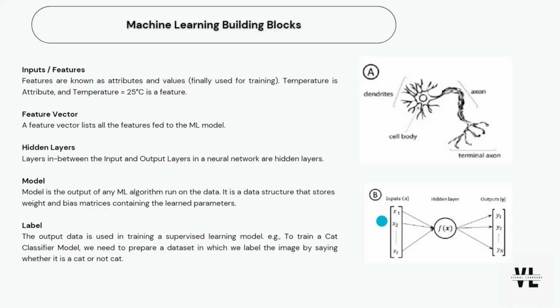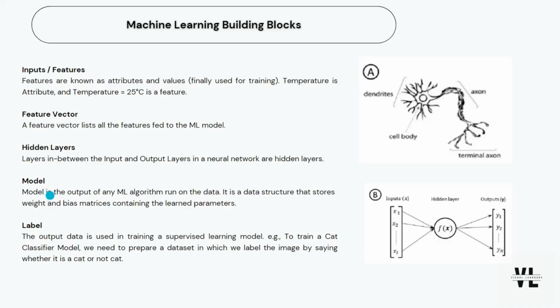represent higher dimensional attributes. The next one is a hidden layer, and it's mostly composed of a mathematical function. Layers in between the input and output layers in a neural network are known as hidden layers, and they're mostly found between the inputs and the outputs of our model.